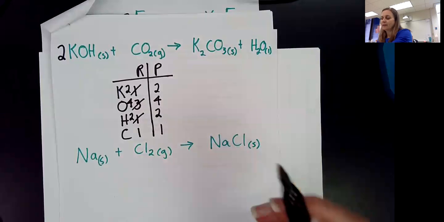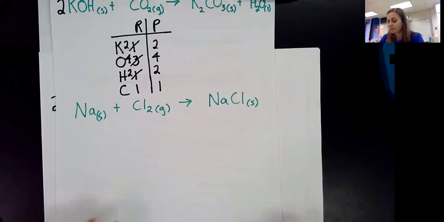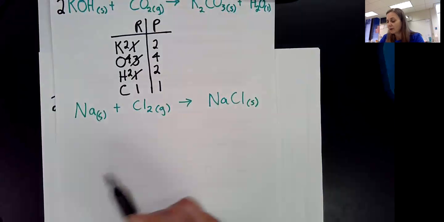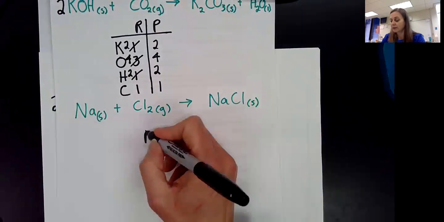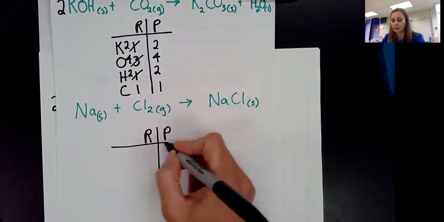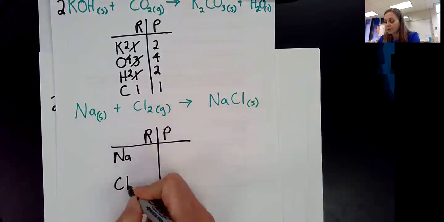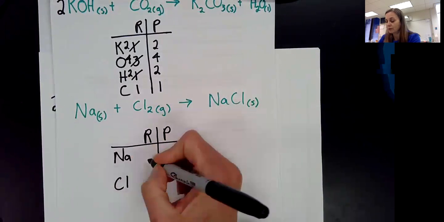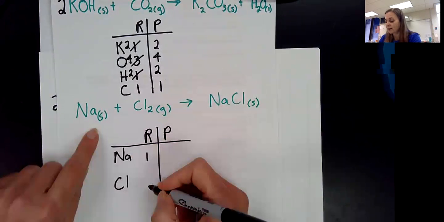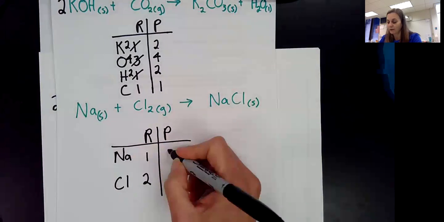All right, so moving on to the next problem. Same process every time. Reactant side, product side, sodium and chlorine are the only 2 elements that we're working with here. I have 1 sodium and 2 chlorine. And on the product side, I have 1 sodium and 1 chlorine. So obviously I need to fix the chlorine.